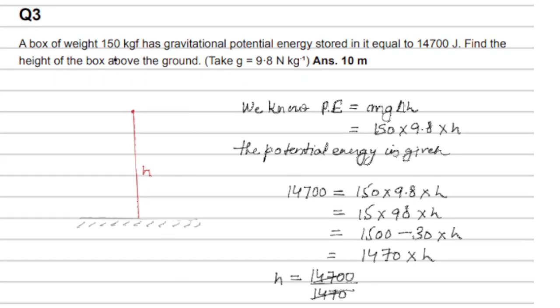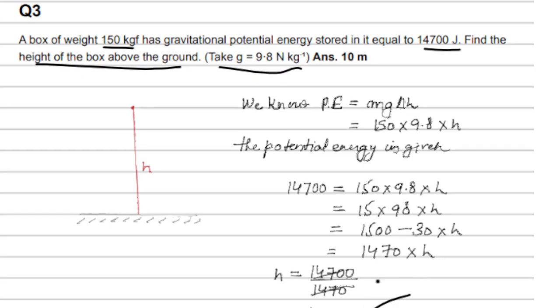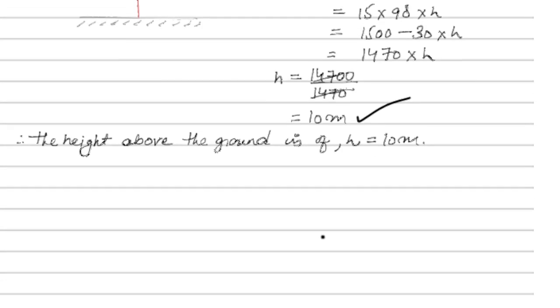The box of weight this much has a gravitational potential energy stored in it equal to this. So potential energy is given, the weight is also given. Find the height of the box above the ground. So we know potential energy is equal to this, and this is given to us. So we will equate it like this. We will change the mass in kilogram force into Newton, so we are multiplying it by 9.8 because they asked us to take the value of g as 9.8. And from this we can calculate h, and h we can calculate as 10 meter. So the height is 10 meter.